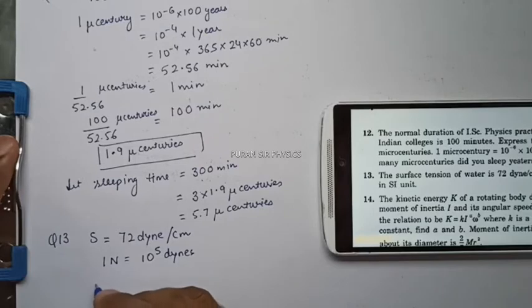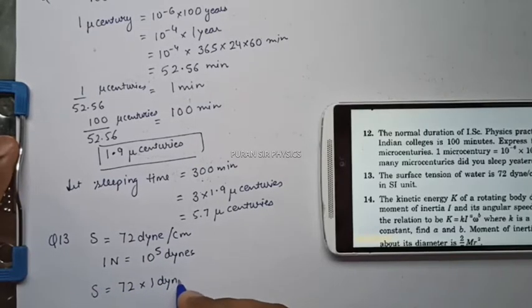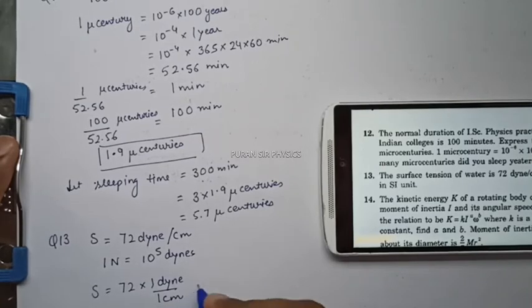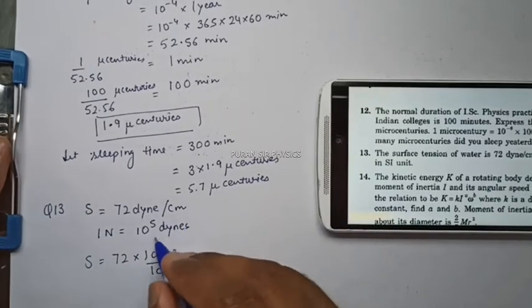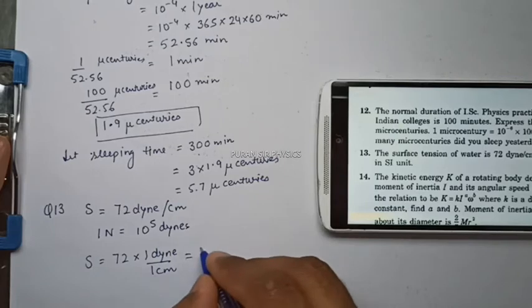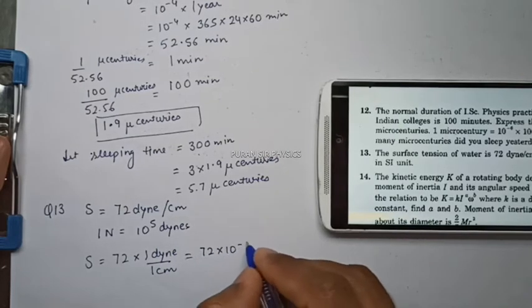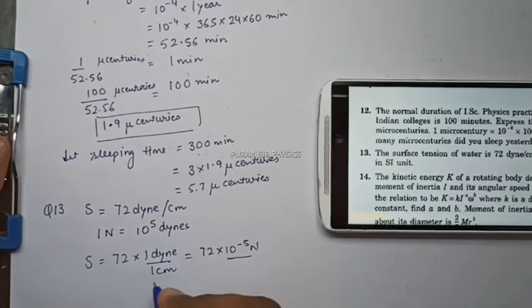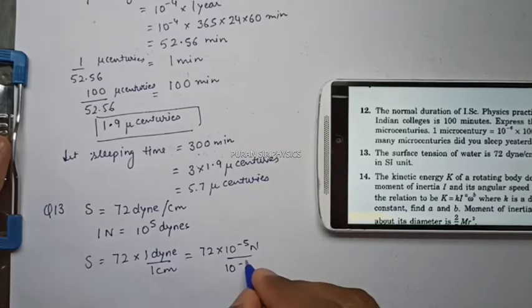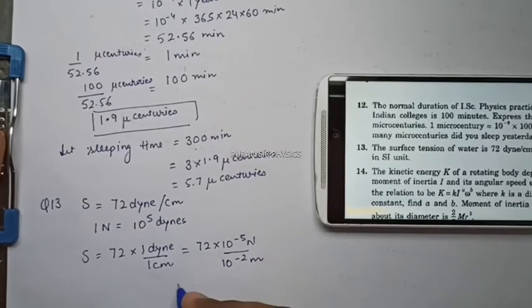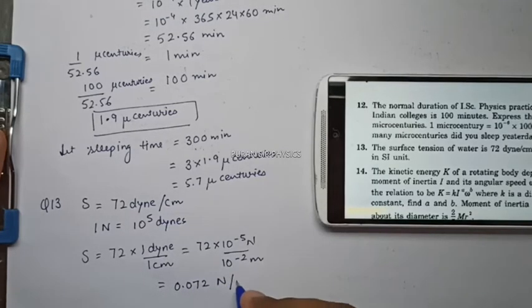So 72 into 1 dyne divided by 1 centimeter. So 1 dyne is equal to 10 raised to power minus 5 Newton. So 72 into 10 raised to power minus 5 Newton. And 1 centimeter can be written as 10 raised to power minus 2 meter. So it comes out to be 0.072 Newton per meter.